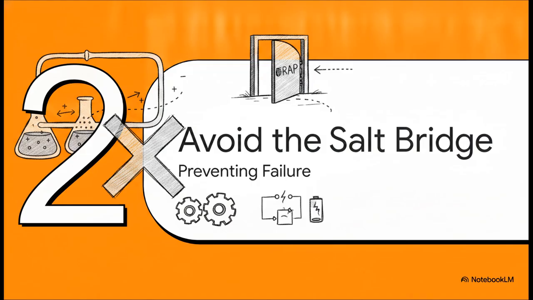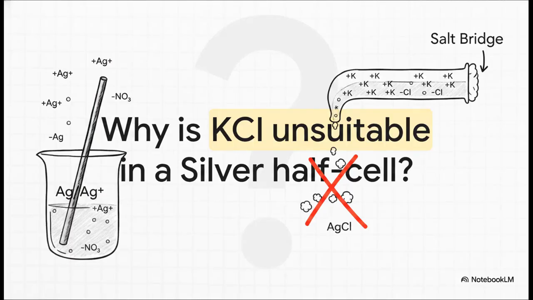Section 2. Avoid the salt bridge trap. Let's look at how a perfectly good setup can just completely fail. Imagine you're building a galvanic cell. You've got your silver and silver ion half cell looking great, but for your salt bridge, you just randomly grab potassium chloride. What goes wrong chemically the second you introduce KCl to a silver system?